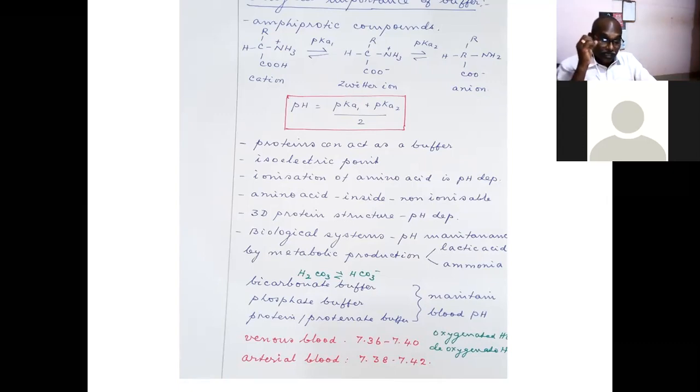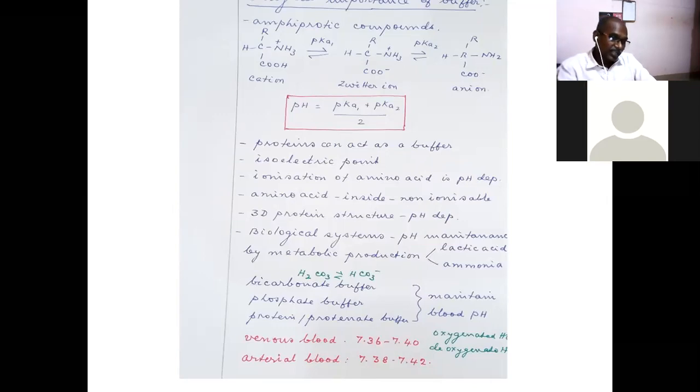So in biological systems, pH buffering is taking place with bicarbonate buffering or phosphate buffering or proteinate salt buffering. These are all the various buffers taking place in the lungs or in all other parts of the body to maintain the pH of the blood.